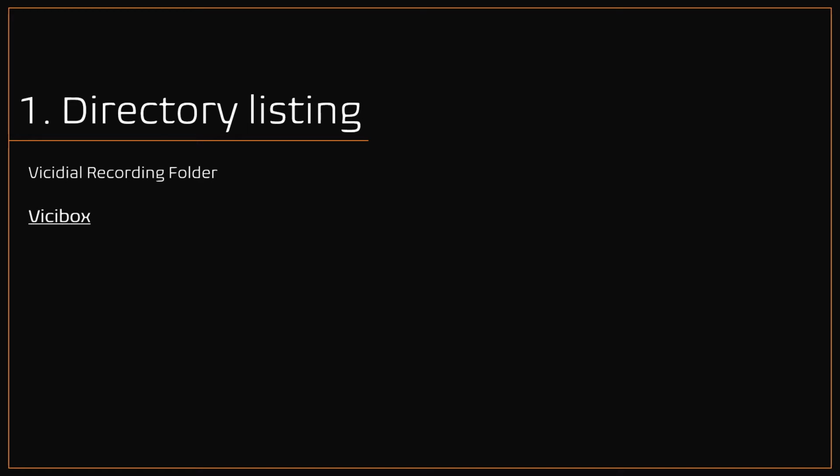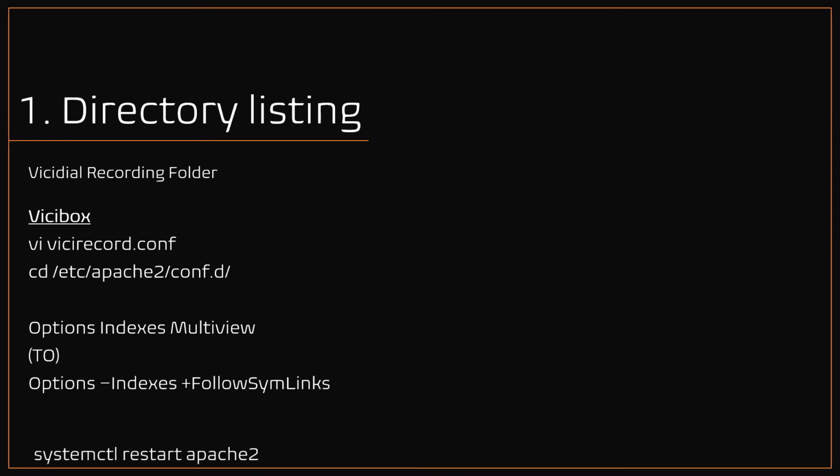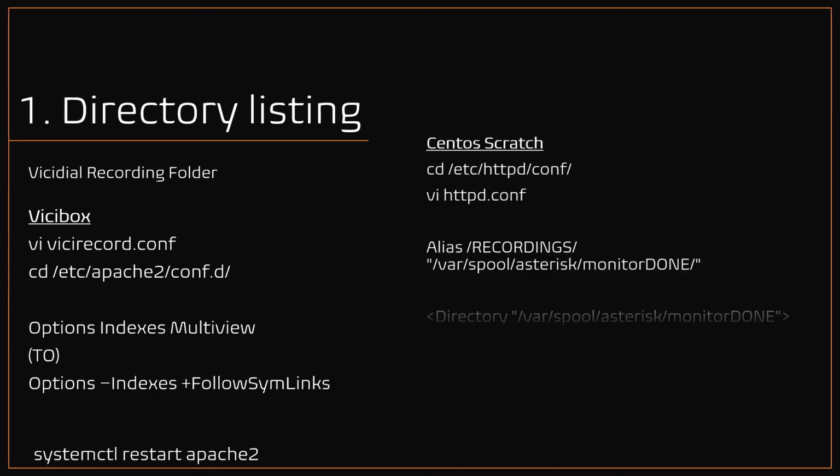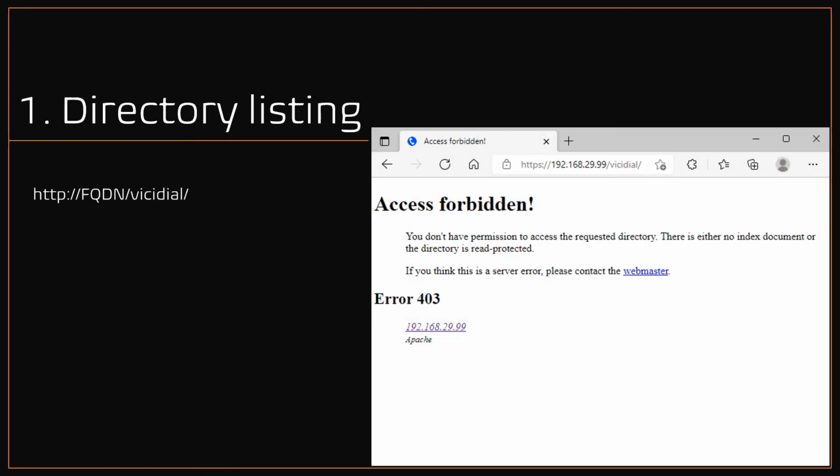If you are using vcbox, you need to edit the vcrecord.conf file, under the etc, apache2, conf.d folder. Then replace the line Options -Indexes -MultiViews with Options -Indexes +FollowSymLinks. Following that, restart the Apache service. For CentOS or scratch install, replace the index option under the alias settings in the same httpd.conf file and restart the httpd service. Now access the vcdial web folder paths, you may notice the message access forbidden.